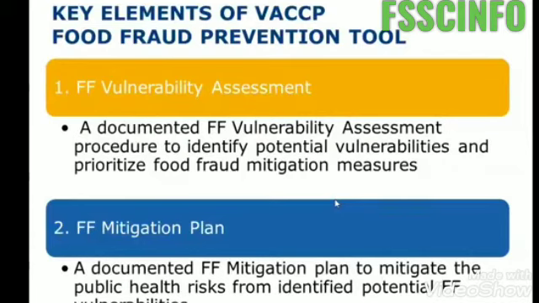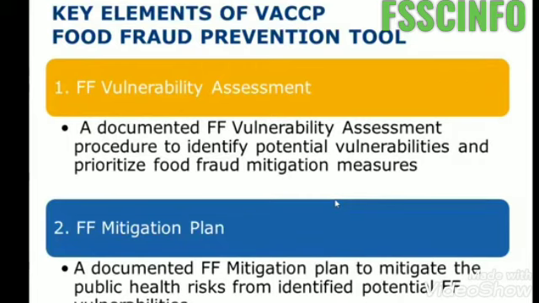Now I will give you a slight overview of the key elements of vulnerability assessment and critical control points. There are two major parts. First, you have to do a food fraud vulnerability assessment, and every standard has this first requirement.